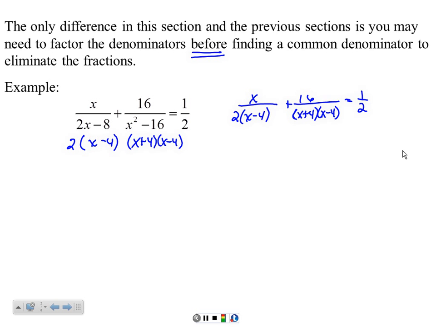Okay, and so now what we need to do is pick out that common denominator. And the same process, you've got to use everything once and only once. So I see 2's, I also see x minus 4's, and I see x plus 4's. And so that is going to be the common denominator. So we're going to multiply this whole entire equation by that common denominator.